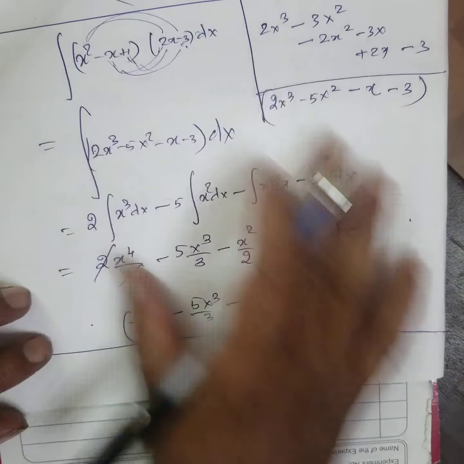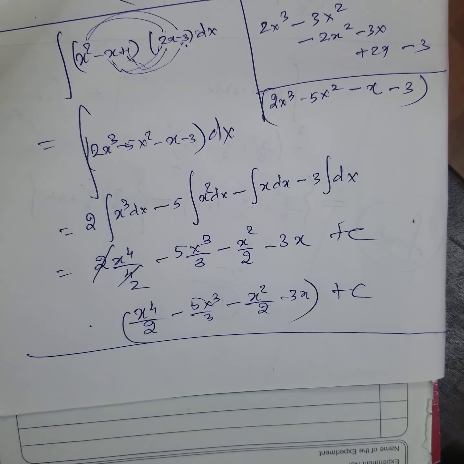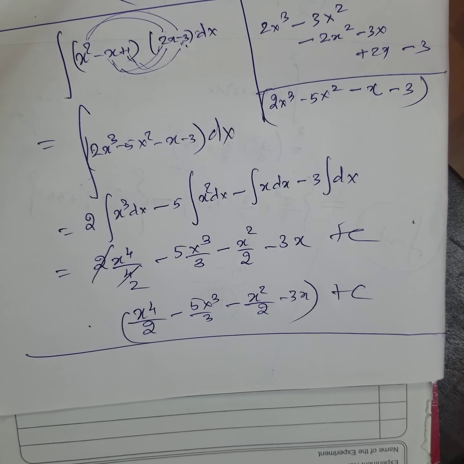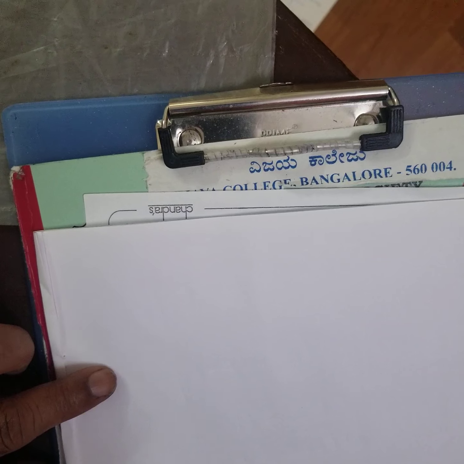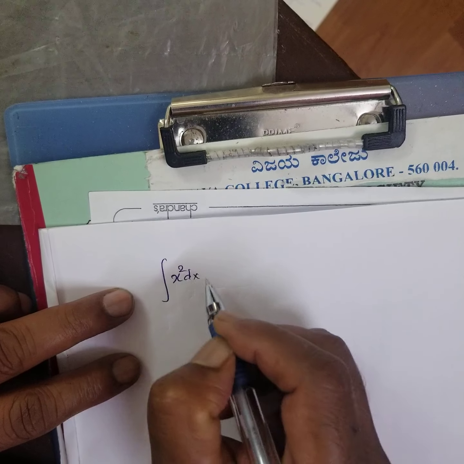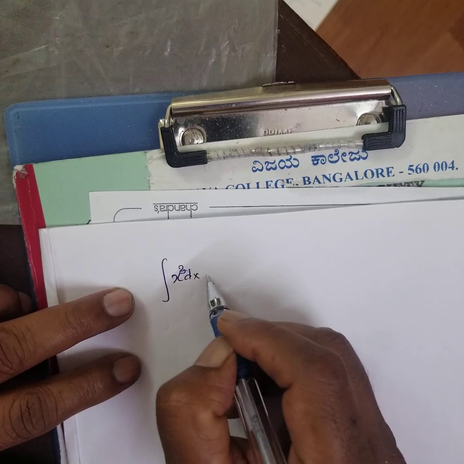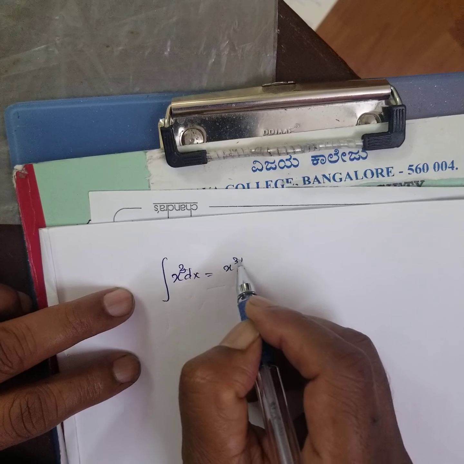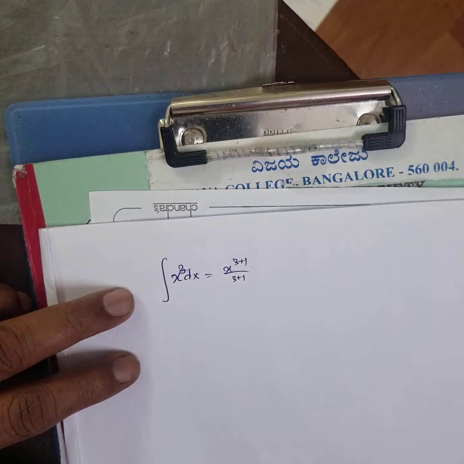See, these all are preliminary problems. You may get 1 or 2 marks here and there. I got integration of x square dx or x cube dx, what? 3 plus 1. 3 plus 1 you will do it.